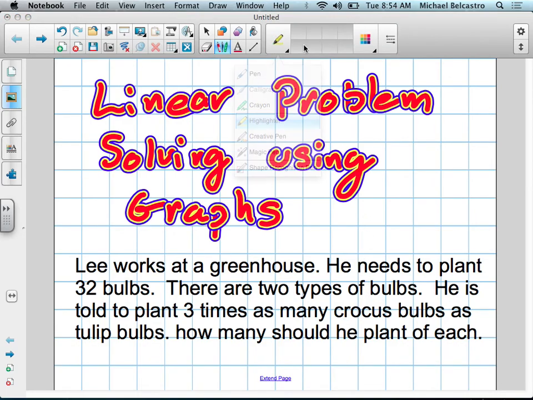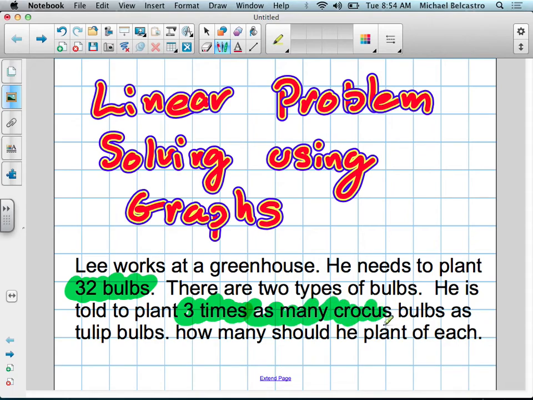Okay, so I've read it once. I'm going to gather important information. Lee works at a greenhouse. Okay, that's nice. He needs to plant 32 bulbs. This is important to us. There are also 2 types of bulbs. That's going to be important, but I remember in the next line they specifically tell me what the types are, so I'll highlight it in the next line. He's told to plant 3 times as many crocus bulbs as tulip bulbs. This whole sentence is important.